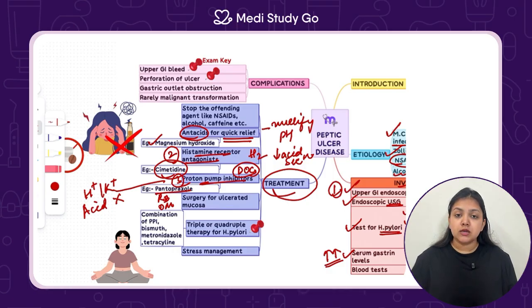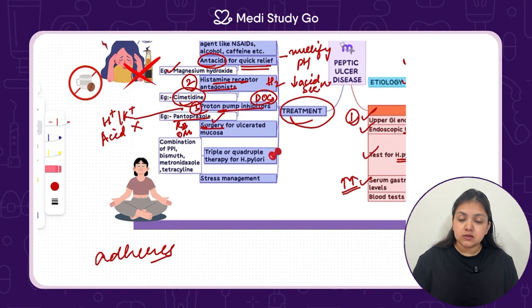Next, moving towards a more radical treatment will be surgery. If the mucosa is ulcerated and beyond repair, we need to remove the ulcerated mucosa, because if it keeps bleeding, the patient will feel pain, there will be blood in the stools, the metabolism will be disrupted, so that needs to be removed with surgery.